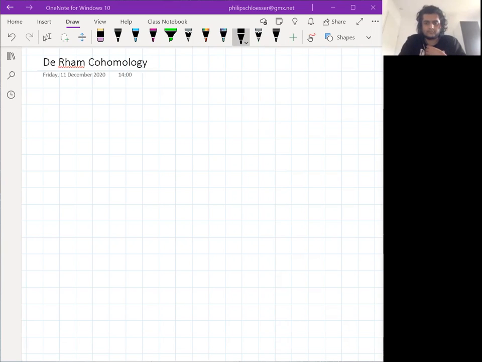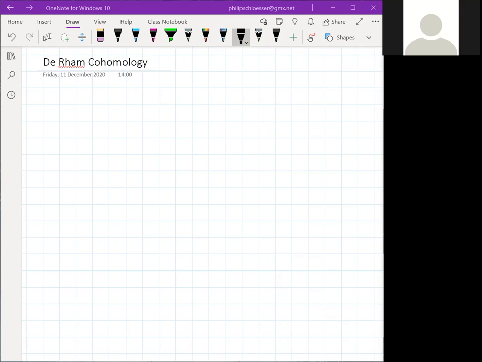So we are starting with a small example from either physics or, what's it called, vector calculus, if you want to put it like that. Namely, we start with an exact sequence that you are probably familiar with.